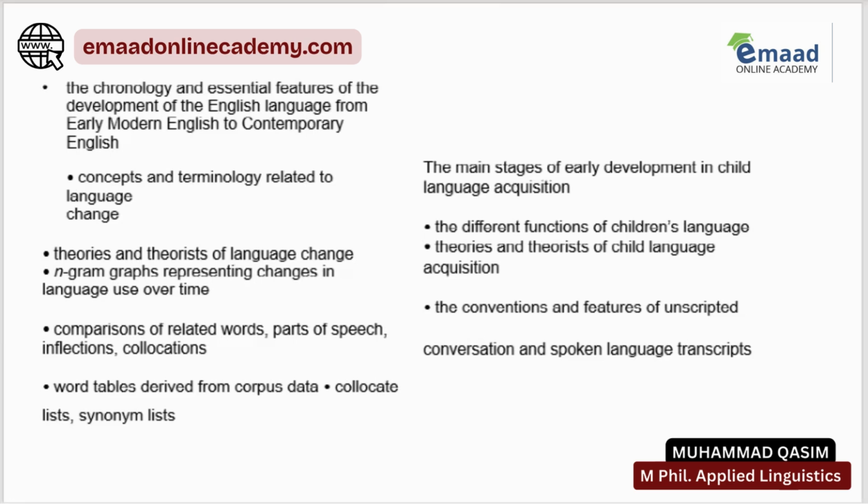Then we have the other things like section B, that is also a part of your syllabus, which is related to child language acquisition. So the main topics that you will be learning in child language acquisition are the main stages of early development in child language acquisition, like babbling, holophrastic, telegraphic, and post-telegraphic stages. Then the different functions of the children's language, like instrumental, regulatory, interactional, personal, representational, heuristic, and imaginative.